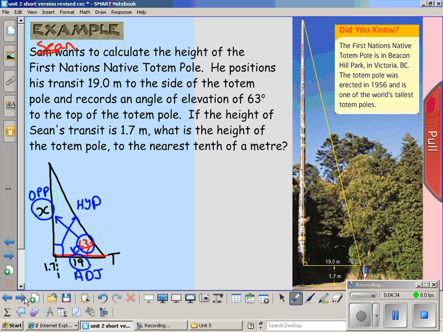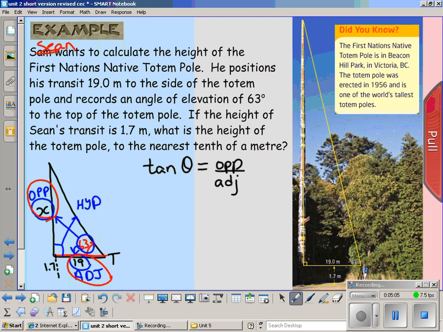Now the pieces of information that we know: the adjacent side, and we are looking for the opposite side. So you need to think back to your 3 trig ratios and think about which trig ratio uses adjacent and opposite. And the answer is tan. Tan of an angle is equal to its opposite measure divided by its adjacent measure. So this is the ratio that we are going to use.